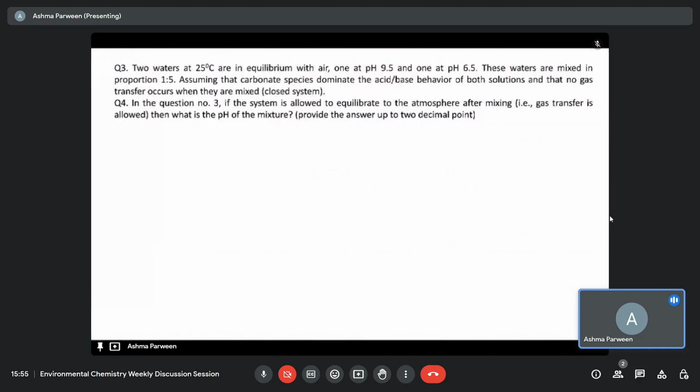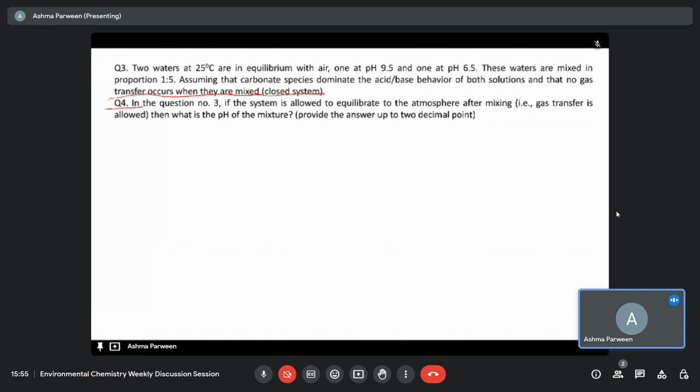So question 4 starts from here: in question number 3, if the system is allowed to equilibrate to the atmosphere after mixing, that is gas transfer is allowed, then what is the pH of the mixture? Provide the answer up to 2 decimal places. In the previous question, we calculated the pH by assuming the system is closed, because it was given in the question that there is no mass transfer of gases taking place. But in the fourth question, we have to find the pH by considering the system is open. So let's go back to the question.